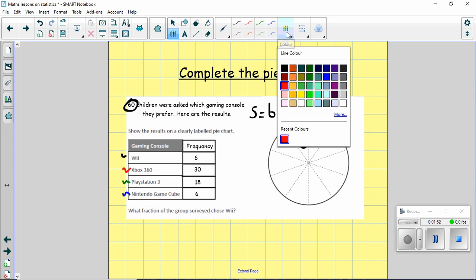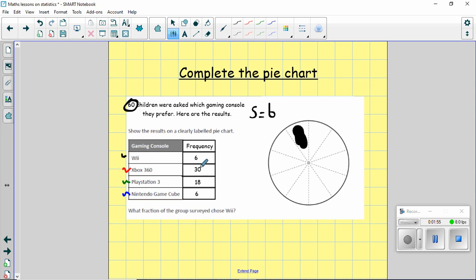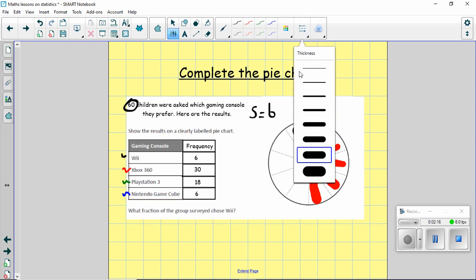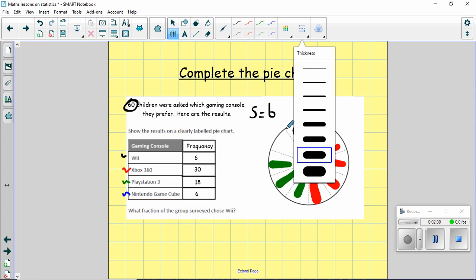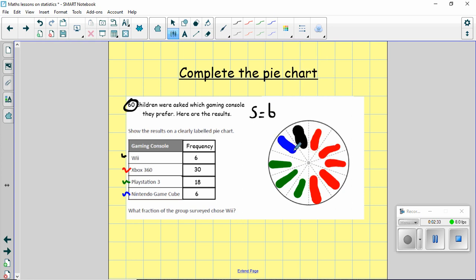Red for Xbox 360, so 30 children preferred this. Now remember, each part of the pie chart is worth 6 children. So 6, 12, 18, 24, 30. PlayStation 3, green. 18 children preferred the PlayStation 3, and each section's worth 6. So 6, 12, 18. And the last one, Nintendo GameCube, 6 children, and each section is worth 6, so I'm going to colour one section in.